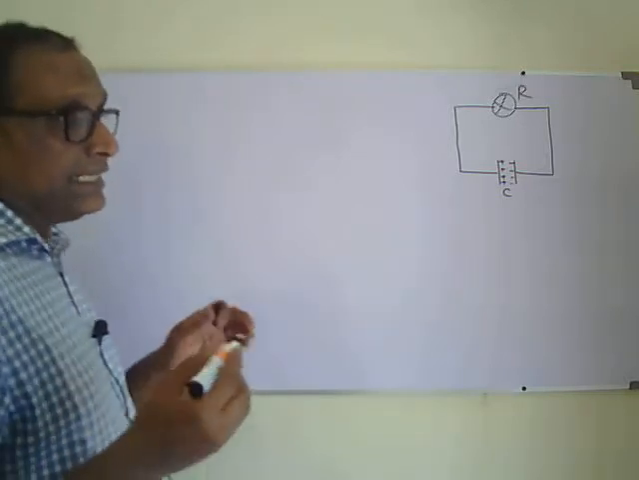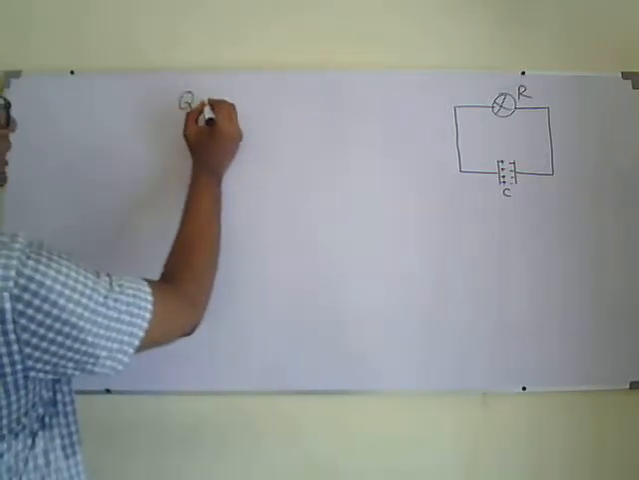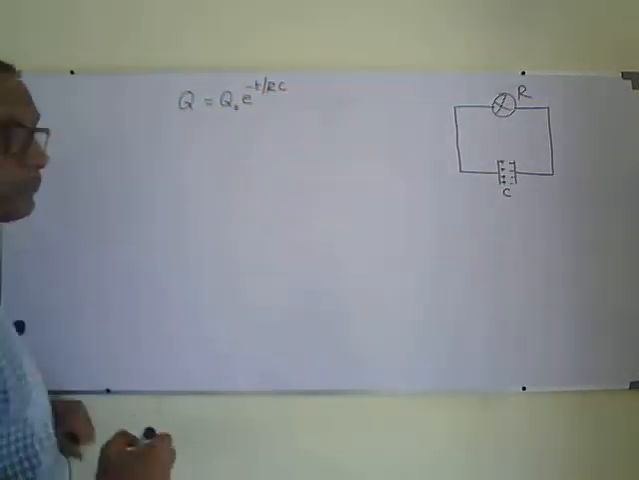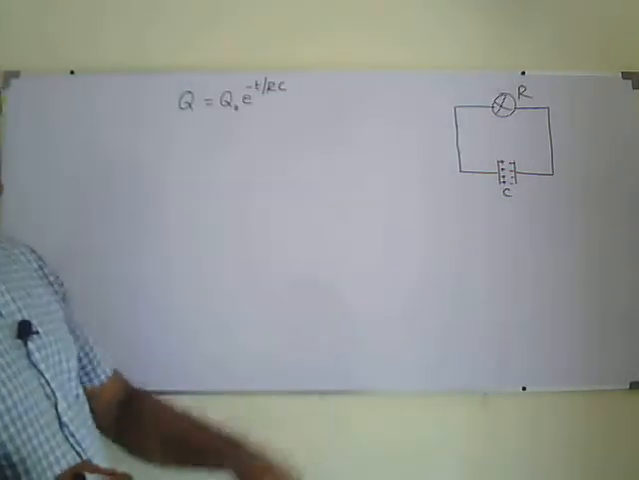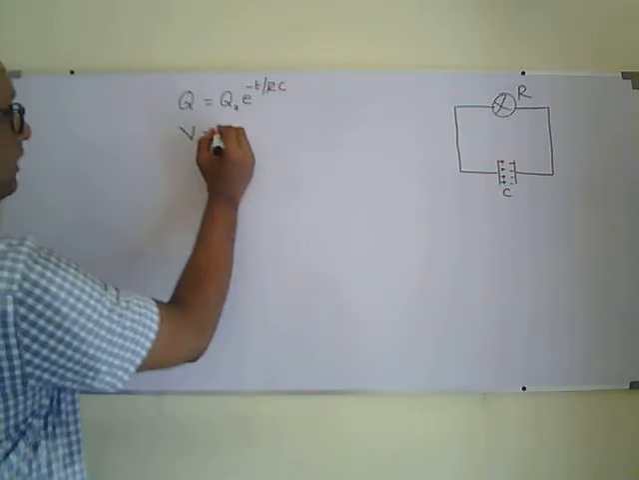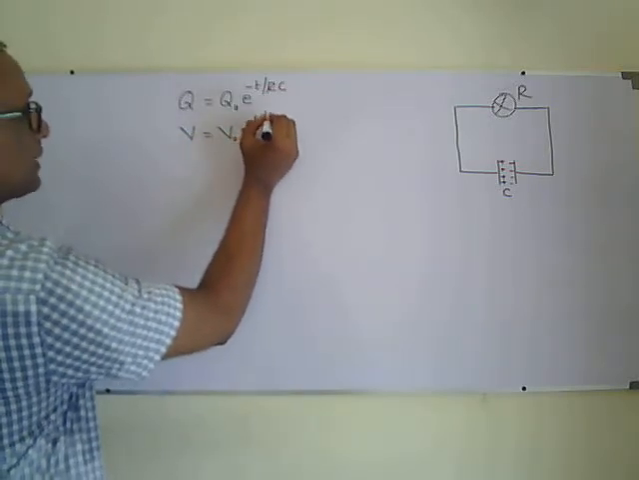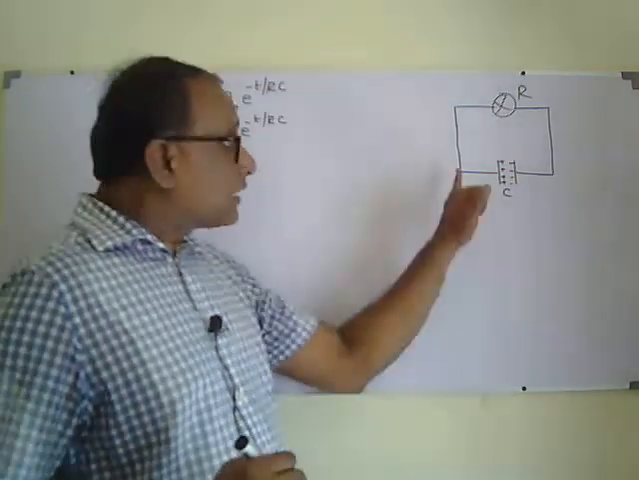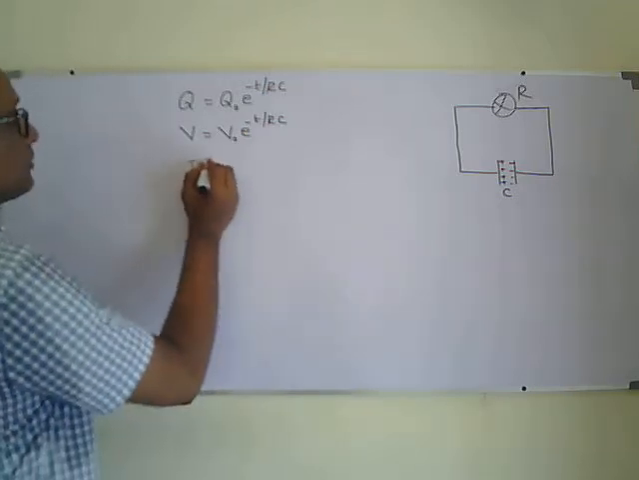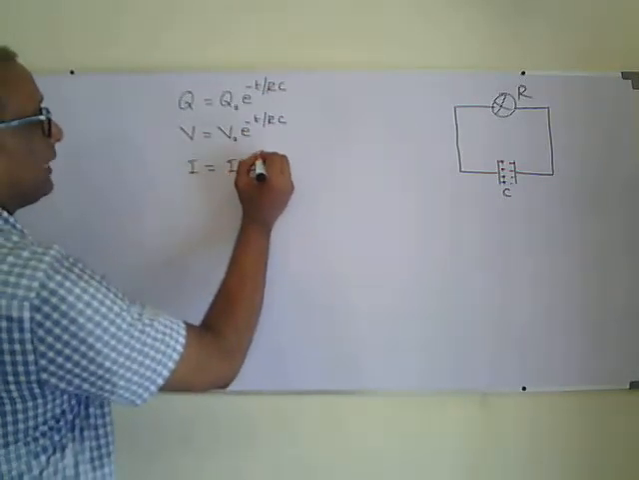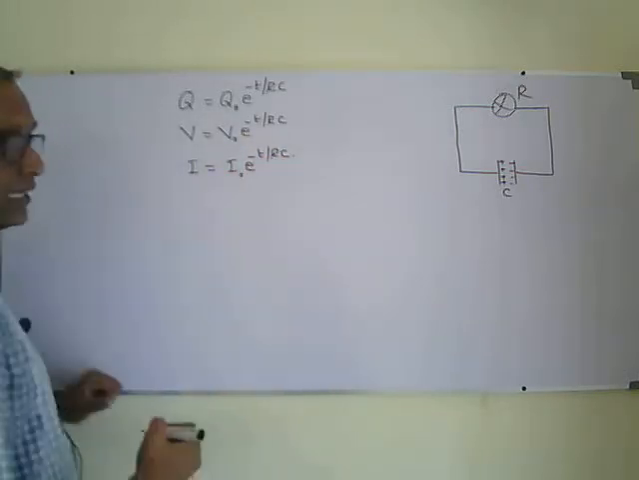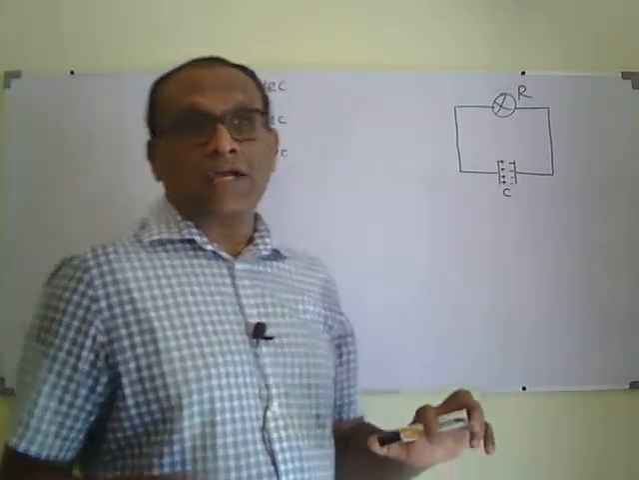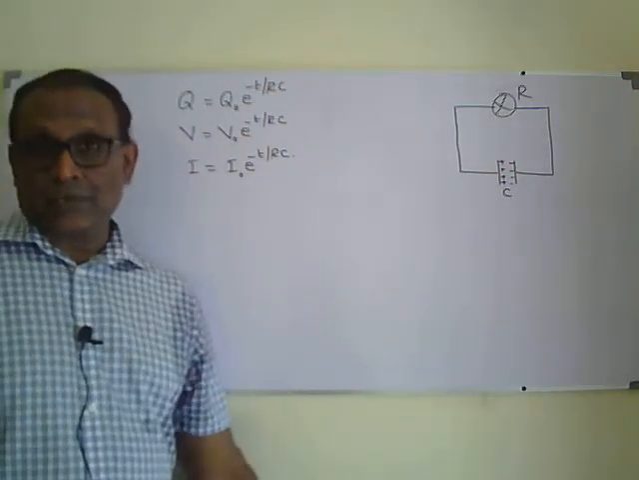The charge of the capacitor will decrease exponentially according to Q equals Q naught e to the power minus t over RC. In the same way, the voltage across the capacitor also will decrease according to V equals V naught e to the power minus t over RC. V naught is the initial voltage across the capacitor. The current flow also will decrease exponentially, I equals I naught e to the power minus t over RC. All three factors will decrease exponentially during the discharging process according to these exponential equations.